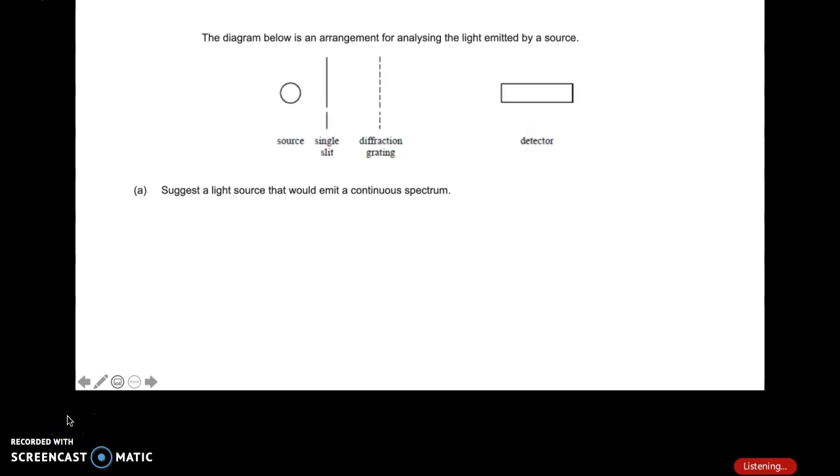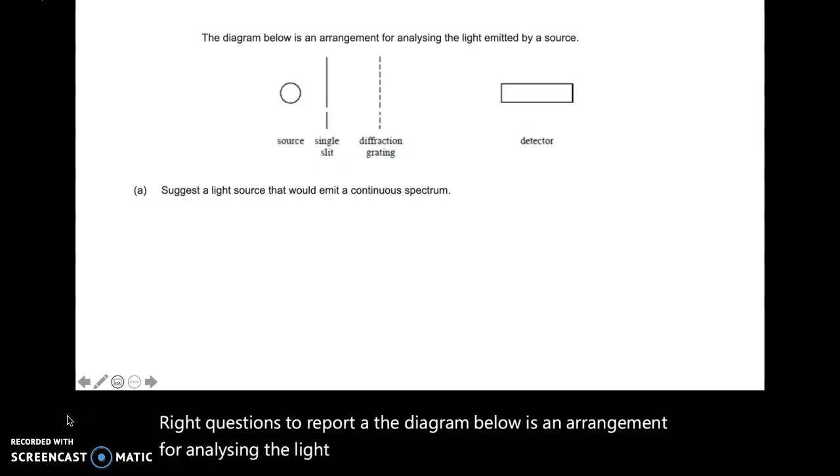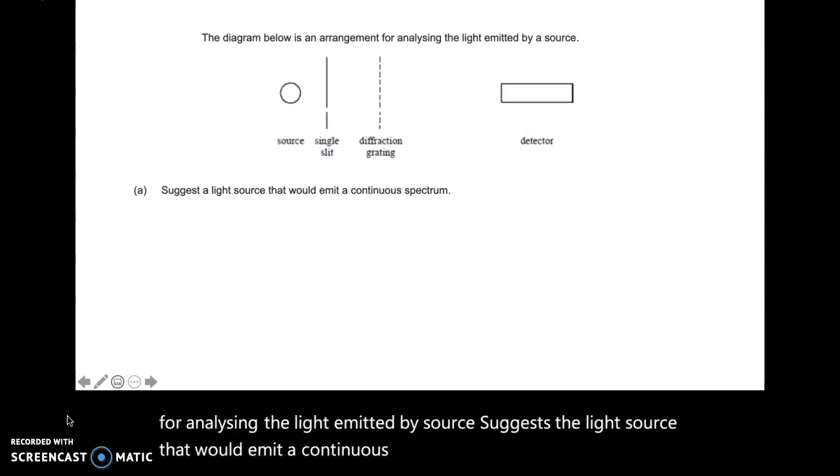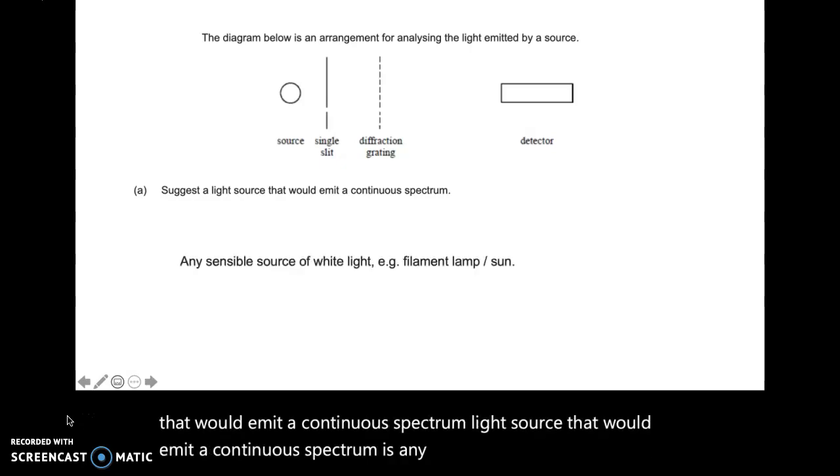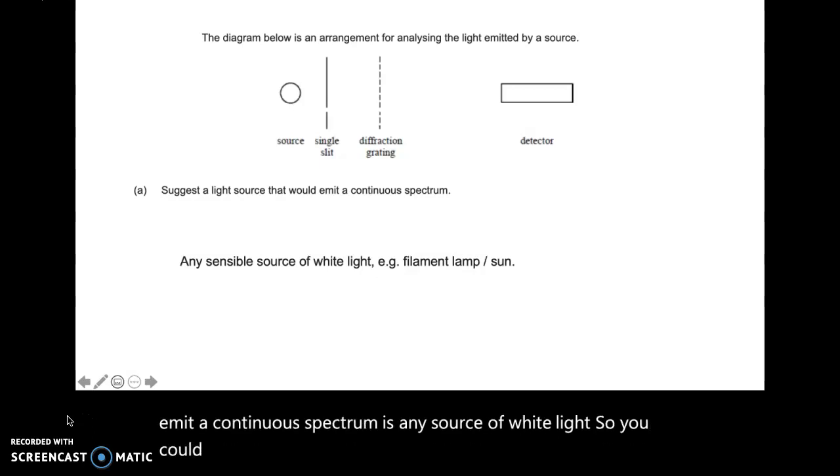Right, question 3, part A. The diagram below is an arrangement for analysing the light emitted by a source. Suggest a light source that would emit a continuous spectrum. A light source that would emit a continuous spectrum is any source of white light. So you could say a filament lamp or the sun, for instance. So any sensible source of white light would get you a mark for that question.